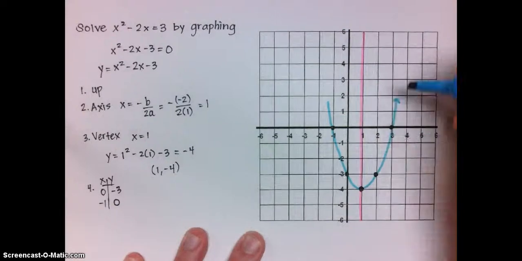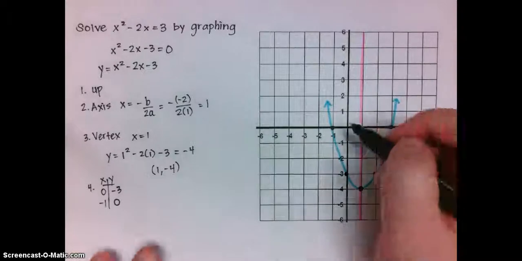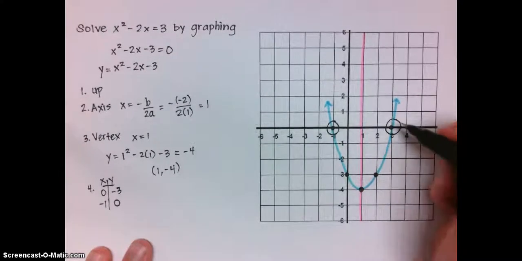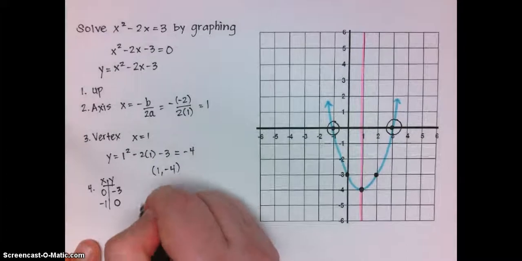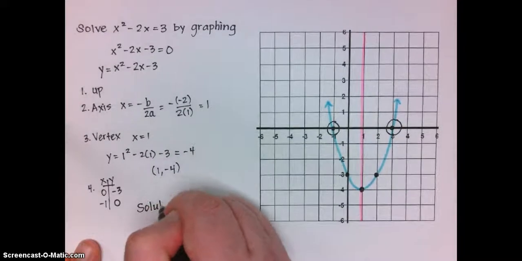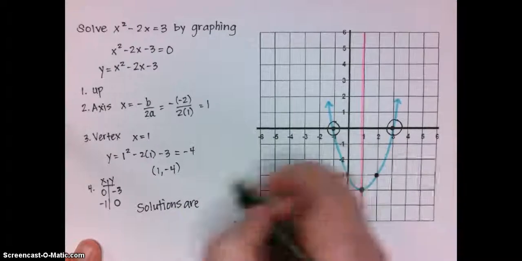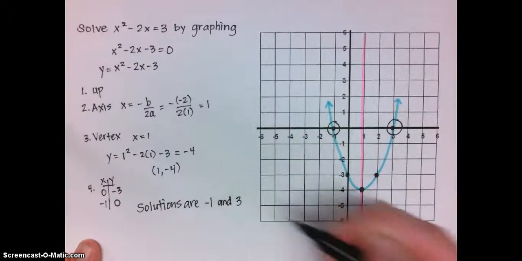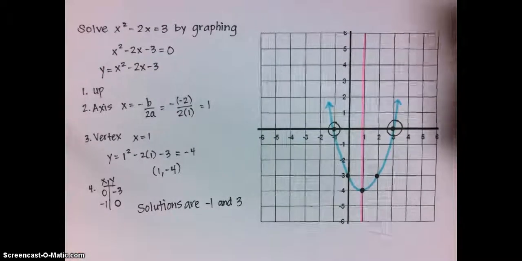And there we go. And looking at this parabola, it looks to me like it does have 2 solutions. Okay, so if you're not good at factoring and you like graphing, this is a great way to find the solutions. So the solutions are negative 1 and 3. So this one has 2 solutions. Let's go ahead and do another one.